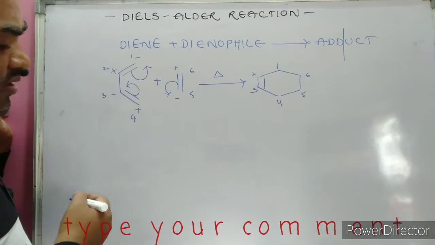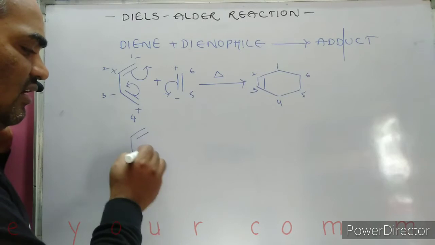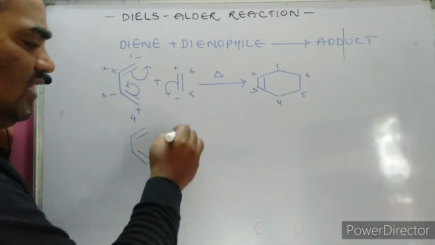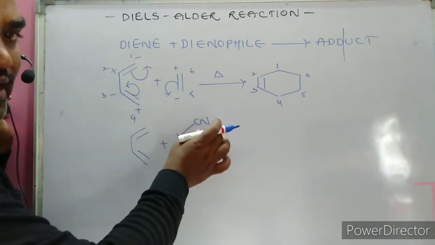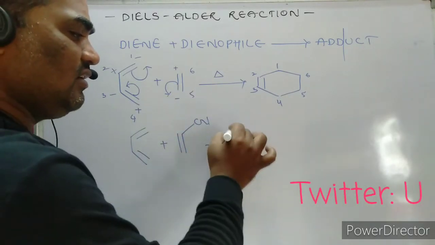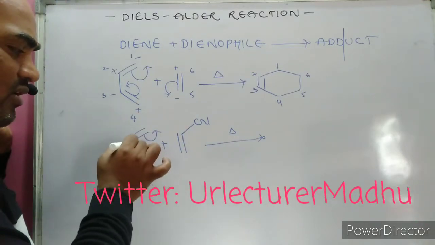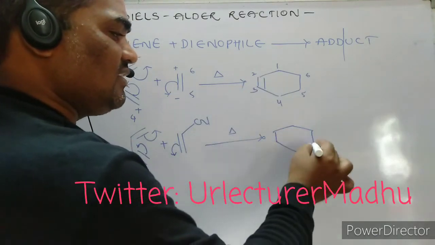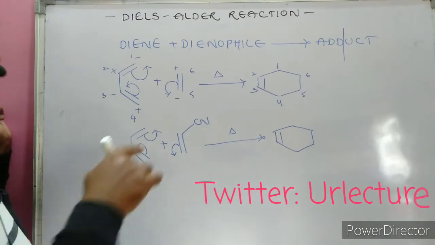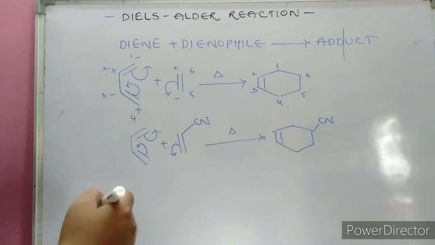In the Diels-Alder reaction, whatever double bonded compounds are given, we need to check: here is a diene reacting with the given dienophile. The cyanide is given. Cyanide is an electron withdrawing group. What we need to do is break this bond, this bond, and this bond. Hence, the major product formed is a cyclohexane ring, and at this position the cyanide group is present. Like this, the Diels-Alder reaction can be studied.